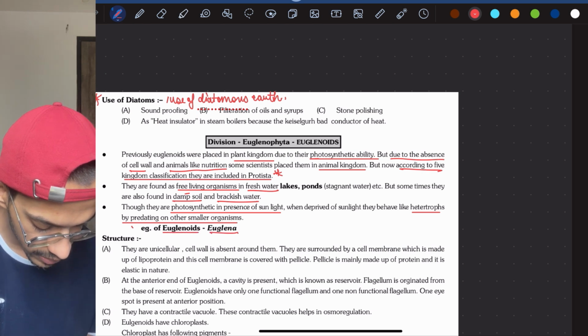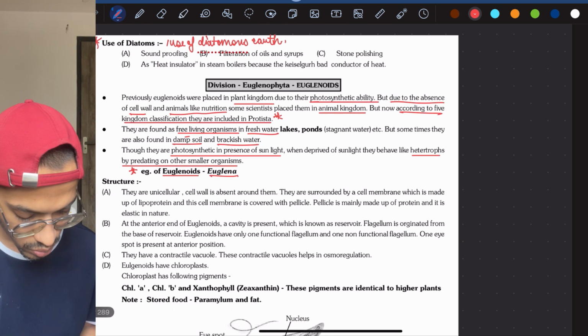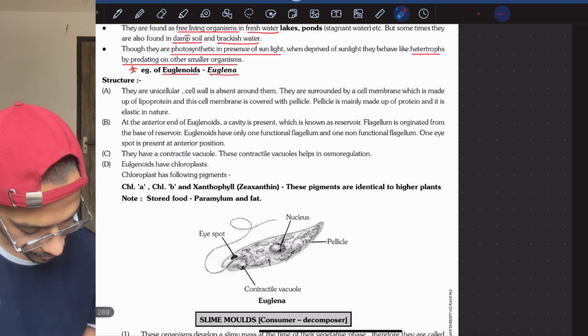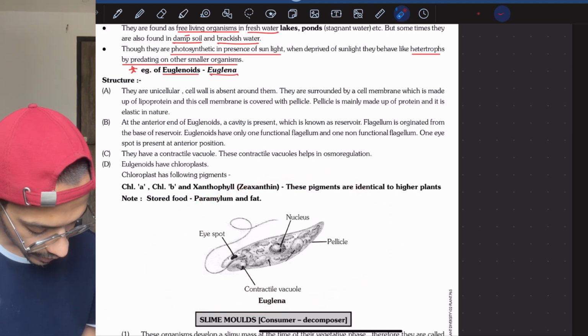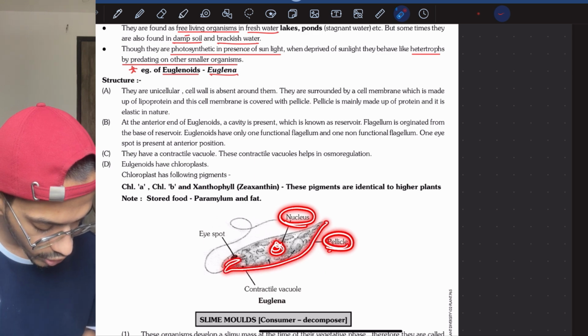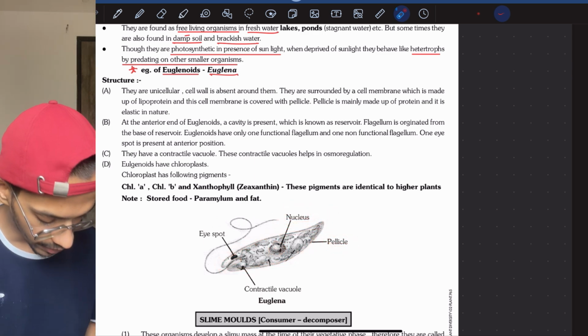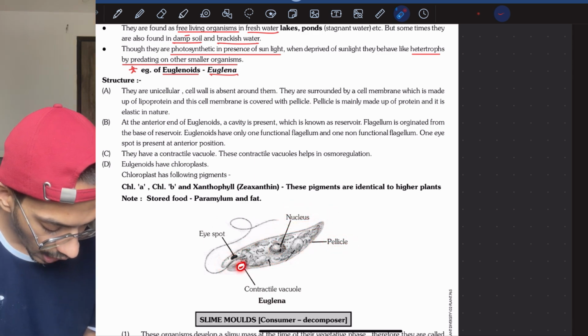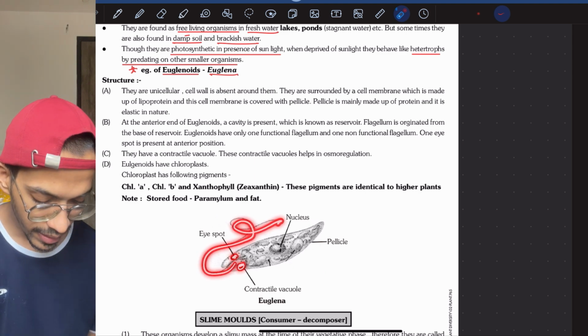Of the Euglenoids, the example is Euglena. This is the structure of it. There is a nucleus present over here. There is a pellicle. What is the pellicle? The proteinaceous layer present around the cell. Then there is a contractile vacuole, an eye spot, and the flagella. Let's see about them.